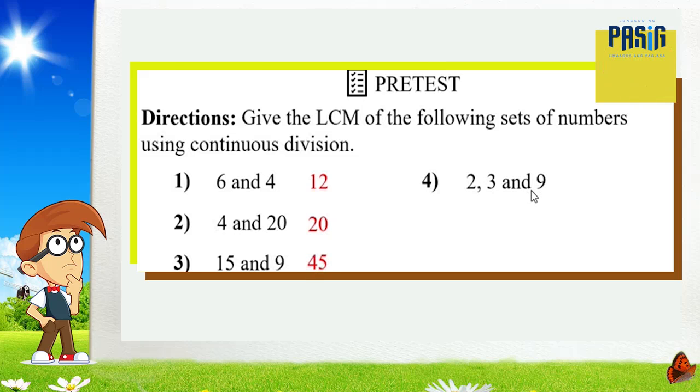Next, number 4, 2, 3, and 9. Time is up and the answer is 18. Number 5, 5, 2, 3, and 9. Okay, time's up. The answer is 90.